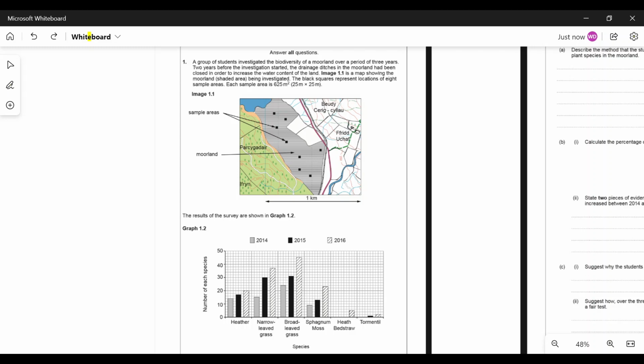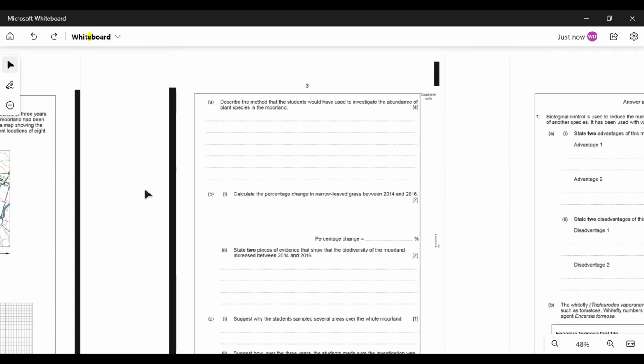So the first question is about investigating biodiversity of a moorland. Question 1A says, describe the method that students would have used to investigate the abundance of plant species, how many plant species there are in the moorland. Okay, so that is all. This method is all about using the grid method for placing the quadrats.